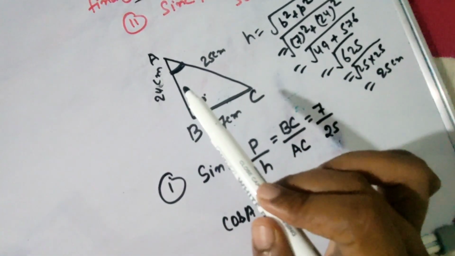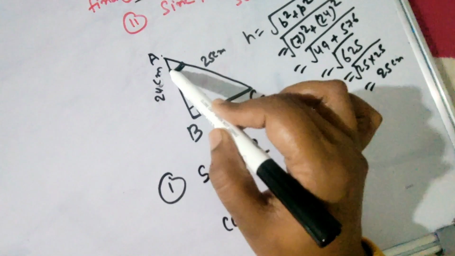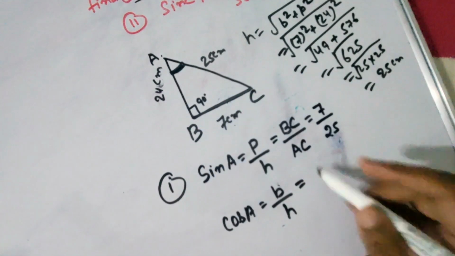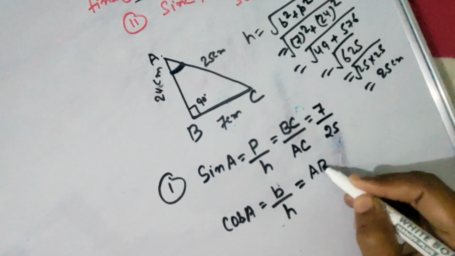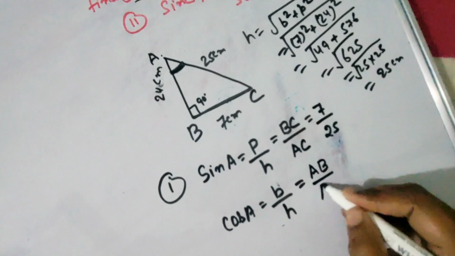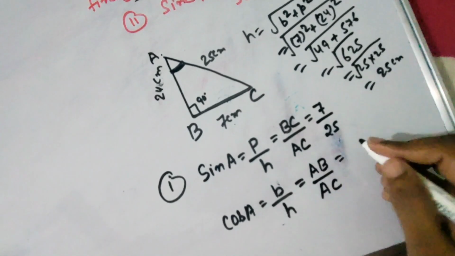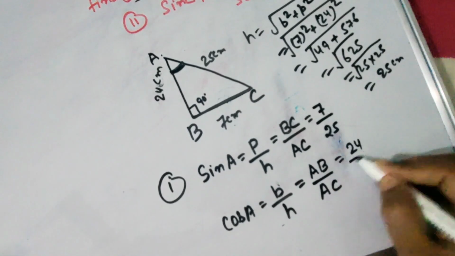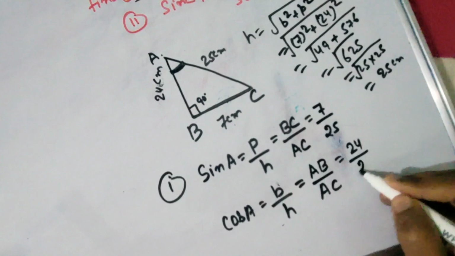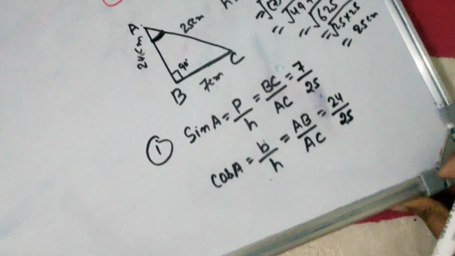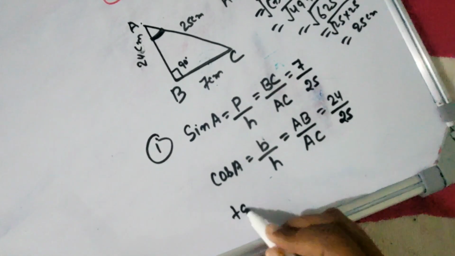Cos A means this is the base, because the base is the adjacent side of angle A. For this angle A, the adjacent side is AB. Then AB by hypotenuse AC. AB value is 24, and the hypotenuse value is 25. Then go for tan.